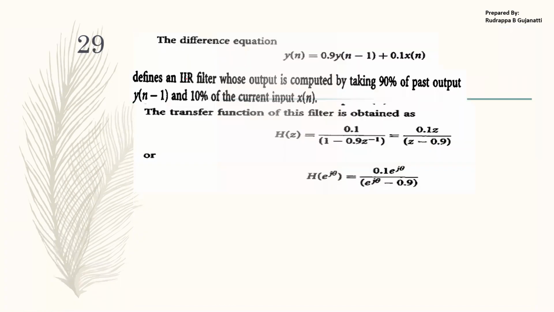Now, apart from this, based on the previous equation, it is 0.1 times x[n] plus 0.9 times y[n-1]. So there should be one delay unit, one adder, and 0.9 and 0.1 are the multiplication factors.